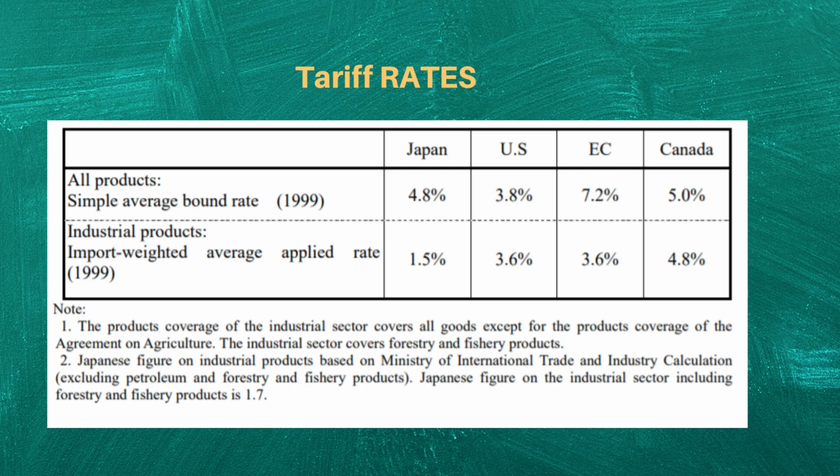The Uruguay Round resulted in a final average bound rate for industrial goods, or the weighted average by trade volume, of 1.5% in Japan, 3.6% in the United States, 3.6% in Europe, and 4.8% in Canada, as you can see in the table. So Japanese tariff rates are thus comparatively low.